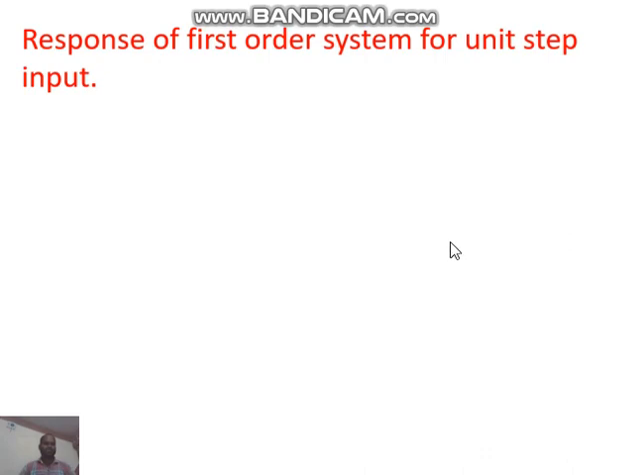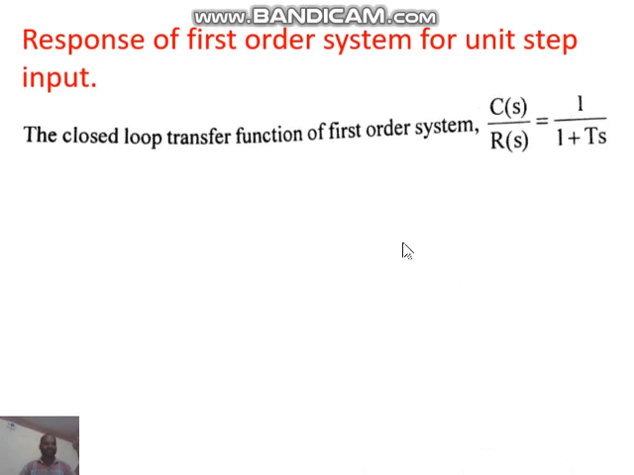For this, consider the first order system transfer function initially. The closed loop transfer function of the first order system, C of S by R of S, is equal to, as we just calculated, 1 by 1 plus Ts. So this is the transfer function of a first order system. Now I want to apply the input as a unit step signal. Already I have given the formulas in the S domain and time domain for the unit step, unit ramp, and all these standard signals. So now the input is unit step.